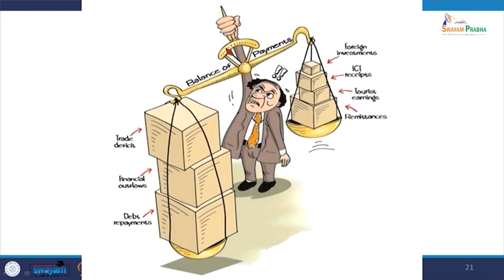Now, this is the diagram which refers to the balance of payment. Usually it is not balanced because of trade deficit, financial outflows or debt repayments. Whereas on the surplus side we might have foreign investment, ICT receipts, tourist earnings and remittances, but if that is not exceeding, then there will be a deficit.